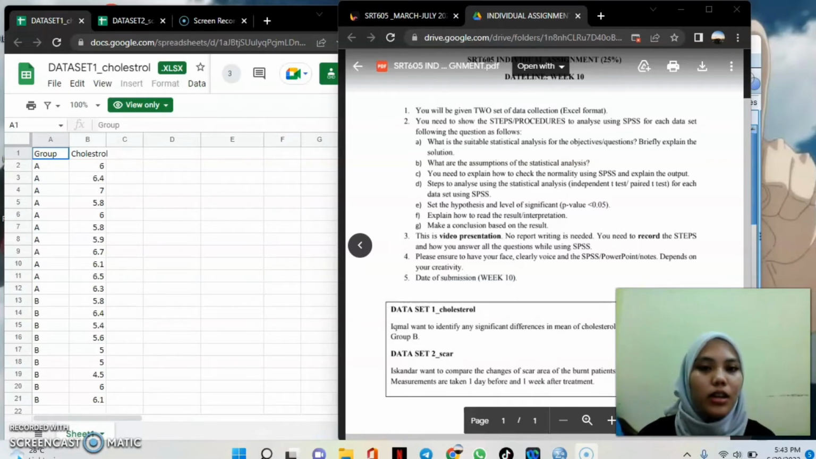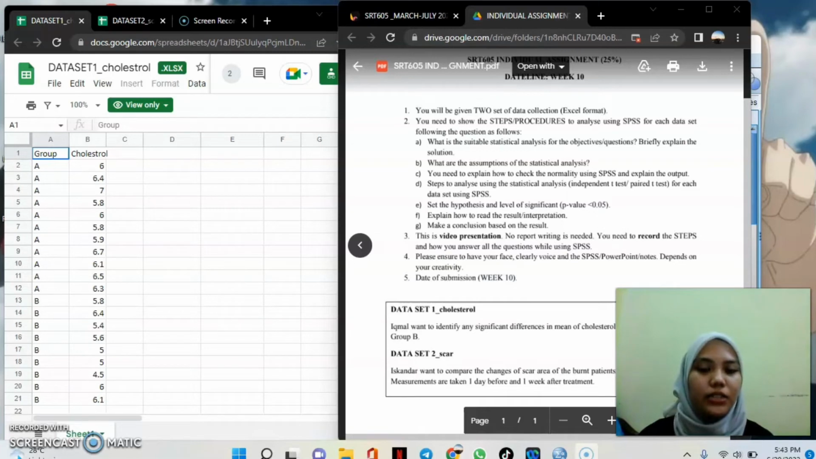So today I'm going to explain about individual assignment SRT605 for data set 1, cholesterol. ICMA wants to identify any significant difference in mean of cholesterol level between group A and group B. Question 1: What is the suitable statistical analysis for the objective question?